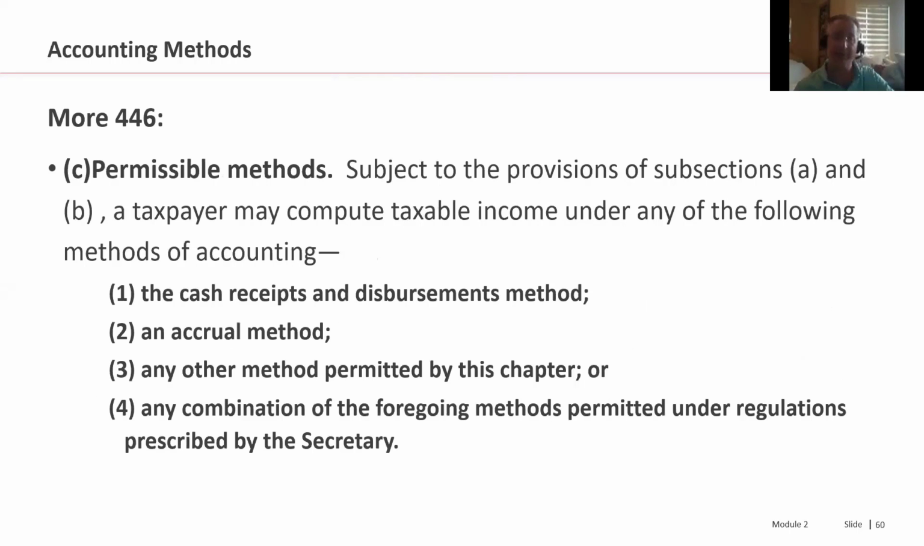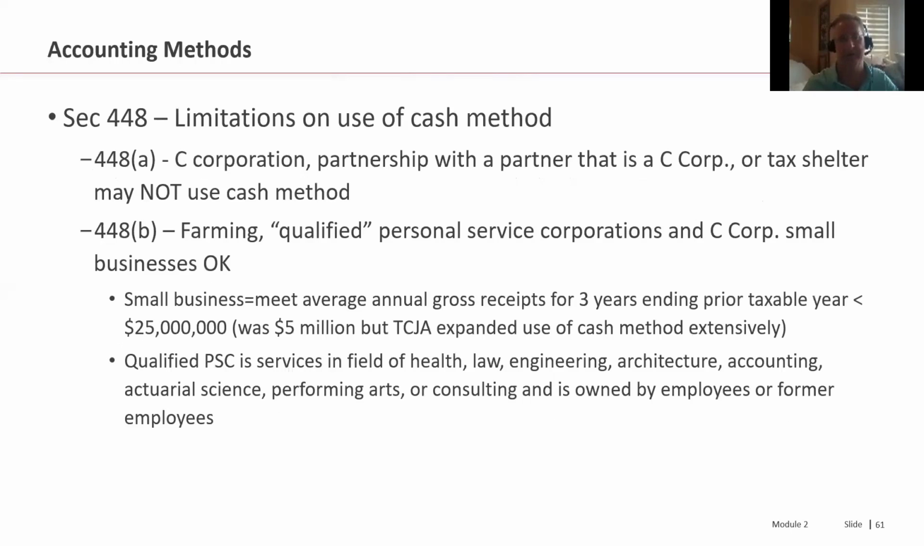Okay, so what kind of permissible methods are there? So the IRS says, well, look, you can use the cash method, you can use the accrual method, you can use any other method permitted by this chapter, which means any other method we tell you you can use, or any combination of the foregoing methods that's permitted under the regulations. And there are no other methods, right? Sometimes they talk about the hybrid method as being another method. That just means you're using cash for part of your business and accrual for another part.